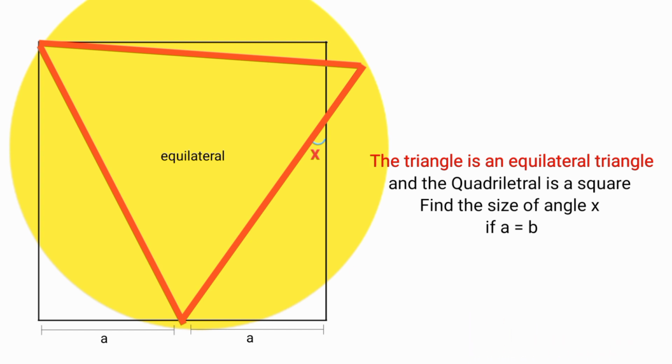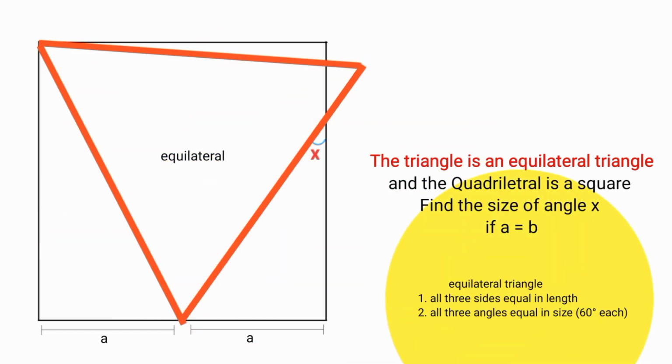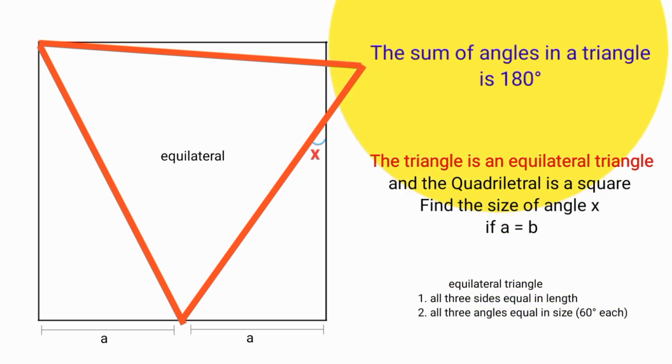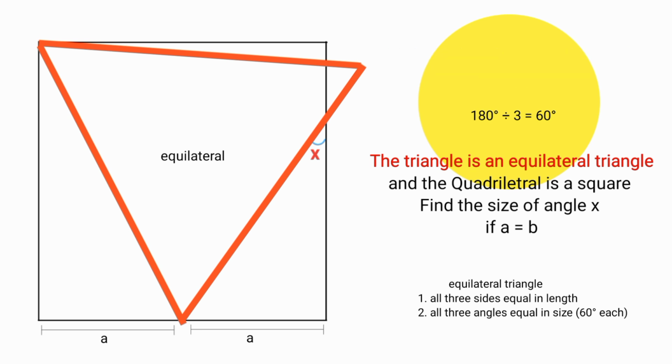Okay, what is an equilateral triangle? An equilateral triangle, we all know, is a type of triangle in which all the three sides are equal in length and also the three angles are equal in size, which are 60 degrees each, because the sum of angles in a triangle is 180 degrees, and 180 degrees divided by 3 is perfectly 60 degrees. For now, we are not after the length of any side, we are just after the angles. So we just substitute 60 degrees here, here, and here.